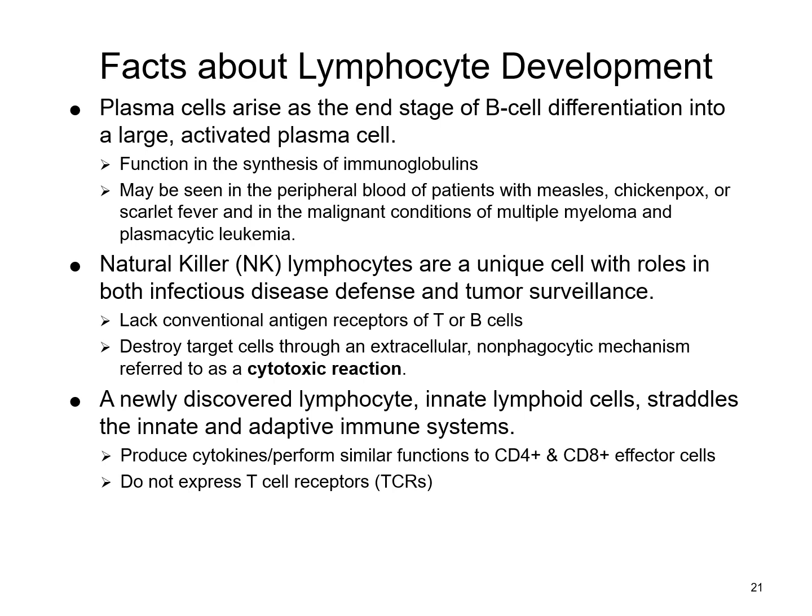And then there's also a newly discovered lymphocyte, the innate lymphoid cell, that straddles the innate and adaptive immune systems. It produces cytokines, as well as performs similar function to the CD4 positive and CD8 positive effector cells. They do not express those T cell receptors.